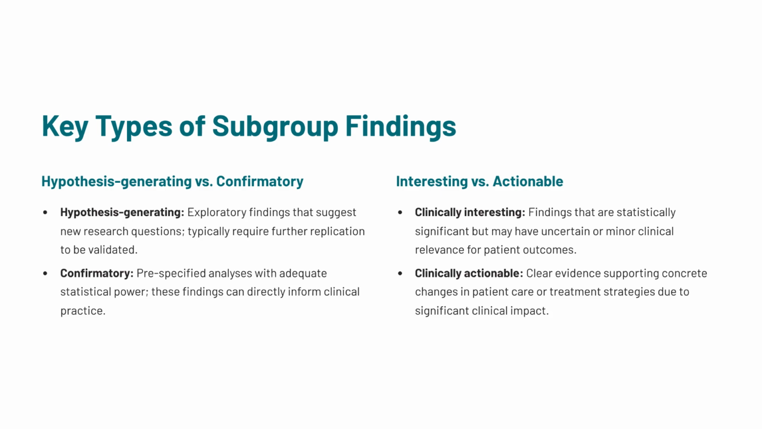The last few slides had a lot to take in, but that's the point. Assessing subgroup analyses requires a systematic checklist, not just looking at p-values. The key learning point here is to distinguish between hypothesis-generating and confirmatory subgroup findings. Hypothesis-generating results suggest new research questions and need replication. Confirmatory results come from pre-specified analyses with adequate power and can inform practice. And there's also a difference between clinically interesting and clinically actionable differences. A statistically significant result might not translate into meaningful changes in care if the effect size is small or inconsistent.